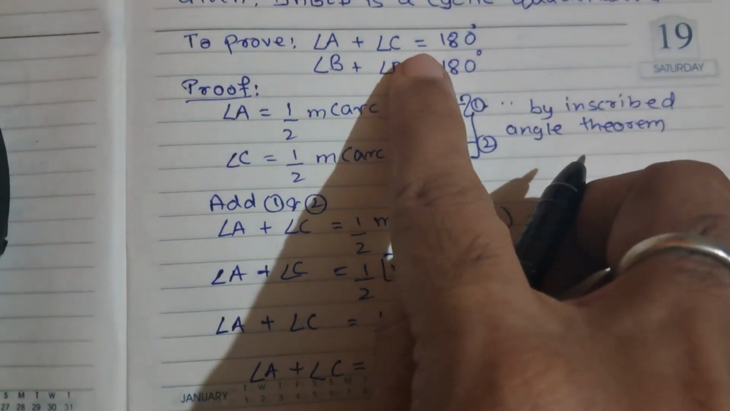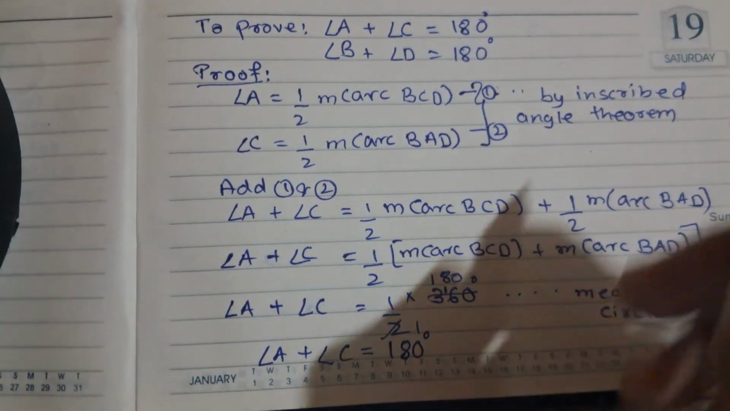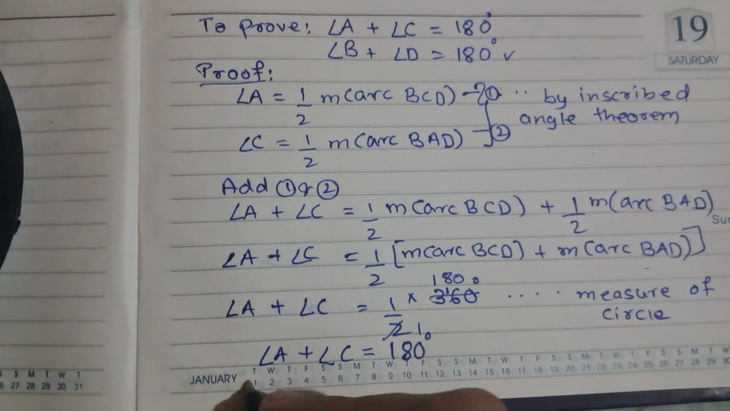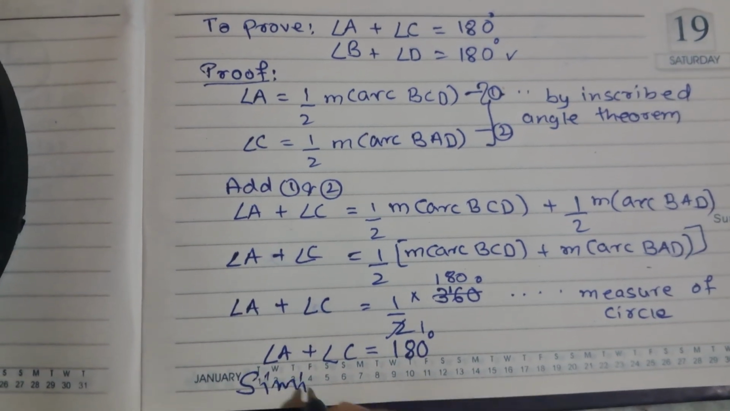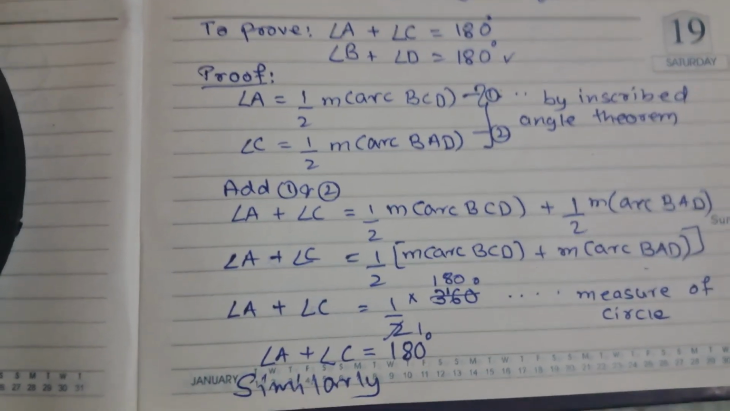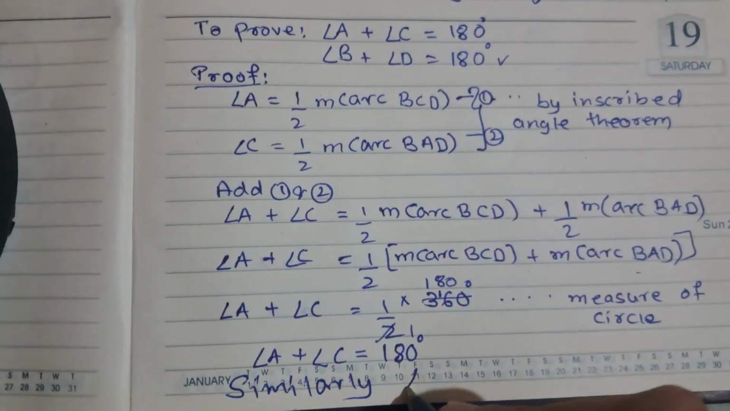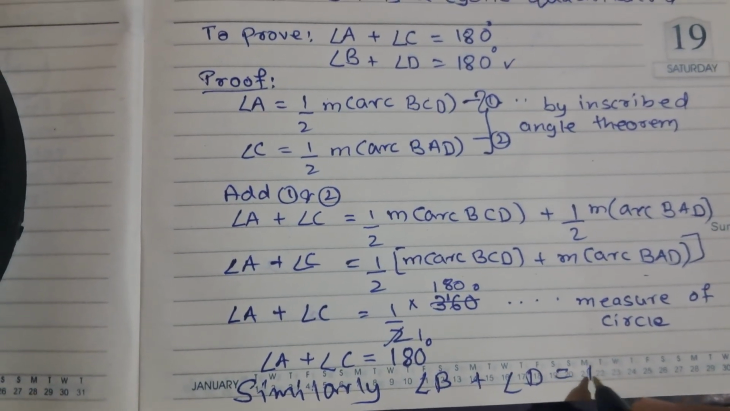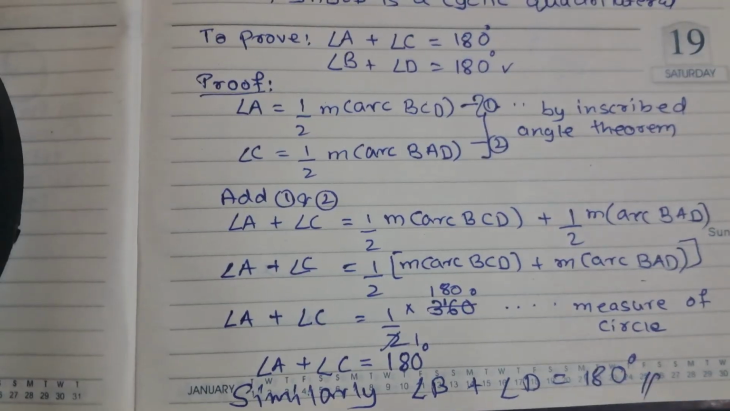That is what I need to prove, right? And I proved it. Now there comes a question, do I need to prove the next one also? No, you don't need to. So you will simply say similarly. Similarly, the next line you just have to copy it over here. You don't have to prove it. Angle B plus angle D is equal to 180 degrees. Hence proved.